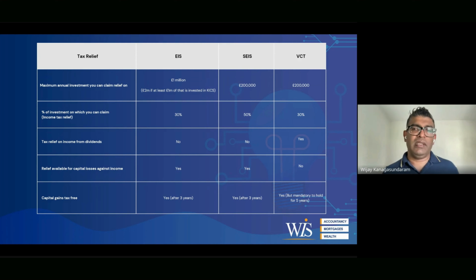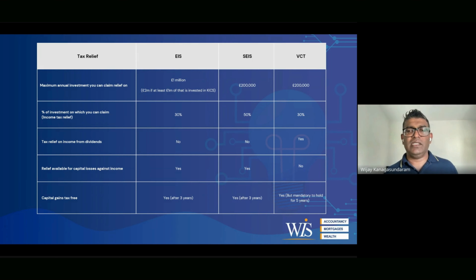SEIS is similar, but the difference is that the company asking you for money cannot raise more than 200,000. So a lot of companies will start with SEIS and then go into EIS. The difference is that on SEIS, the relief is much more significant. You get 50% relief rather than 30%. Again, you have to pay tax on dividends if you earn dividends from those companies, and there are reliefs available for losses made on SEIS investments. Capital gains tax is the same as EIS: if you sell the shares after 3 years and make a gain, there's no capital gains tax.